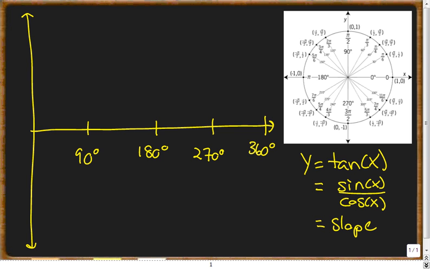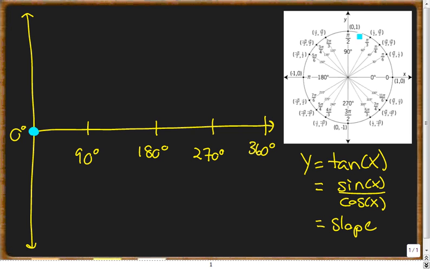So when we think about 0, which is back over here, the value of tangent at 0, again, is the slope of the line as we move through here. Well, this slope is a slope of 0. You could also think of this in terms of sine over cosine. The sine is 0, the cosine is 1, so you get 0. So the tangent value is 0 here.